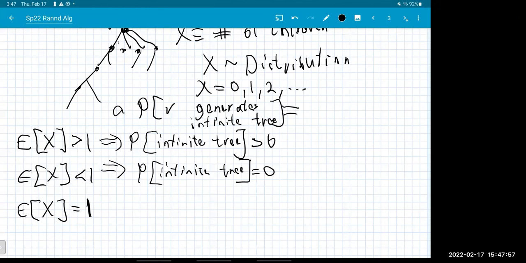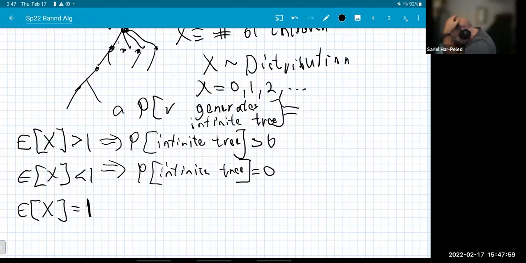It's also 0. And the intuitive way to see it is just to realize that if the expectation is 1, it's a very fragile situation, right? So it's kind of unstable, so it has to be 0. But that's, of course, not a proof.